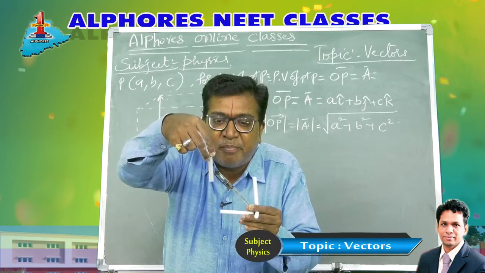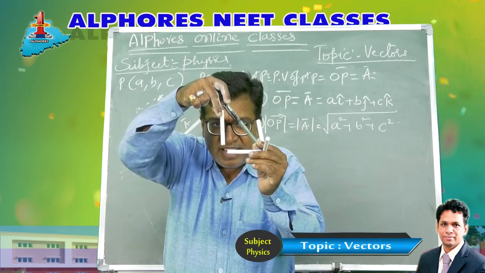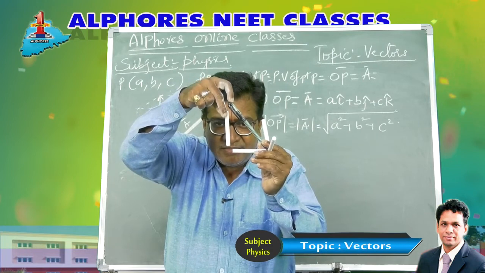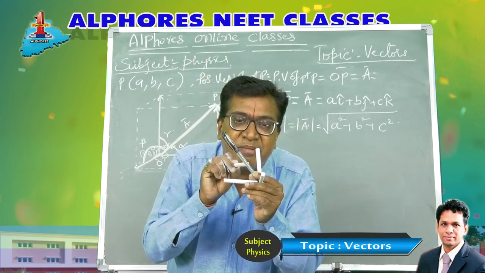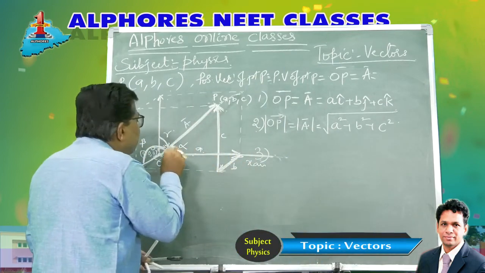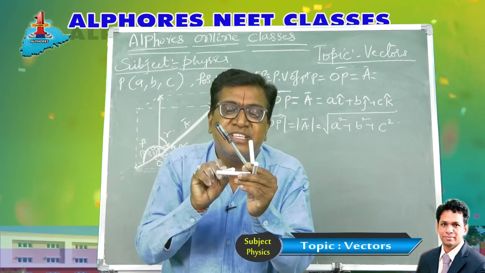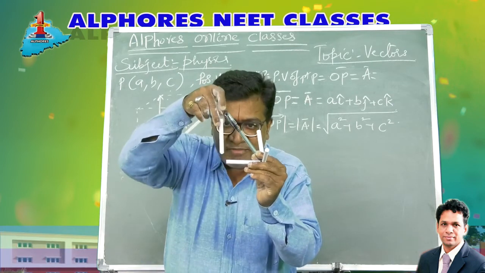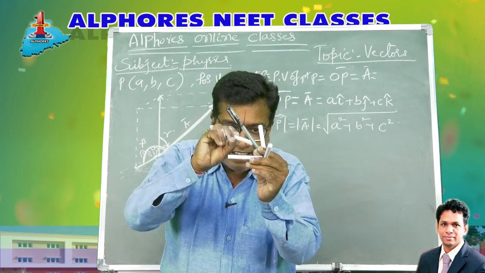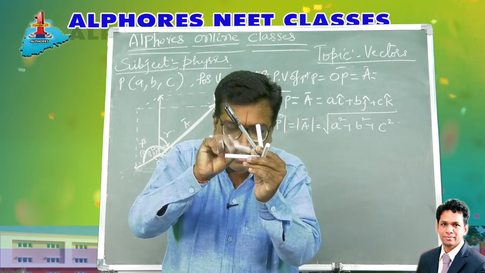If I drop a perpendicular from point P onto this x-axis, you see this forms a right angled triangle. Now the angle made by the vector with the x-axis is alpha. So drop a perpendicular from the vector to the x-axis. These three form a right angle triangle, and this angle, the arc of my thumb here, is alpha.